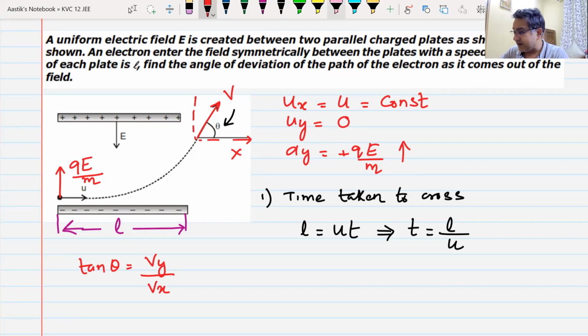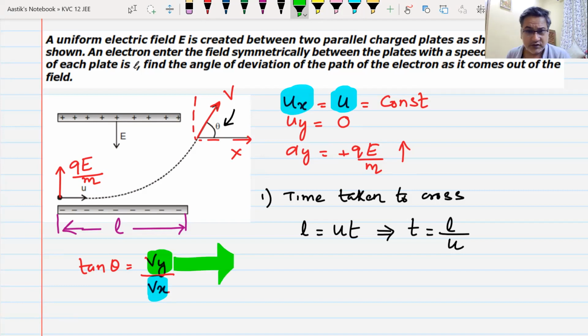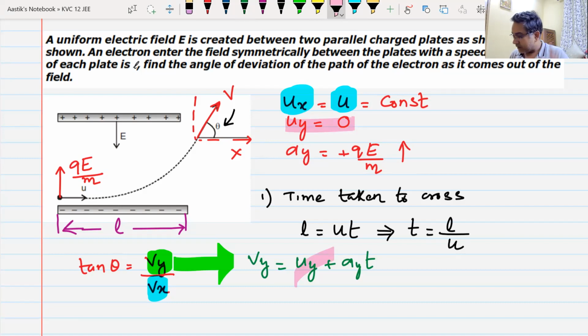Your Vx component, my dear friends, is going to remain constant. It is equal to Ux, which is equal to u. The only thing you have to do is find the Vy component. How will you find this Vy component? For this, you make the equation of this particle along the y-axis. Vy will be equal to Uy plus Ay times t. Everyone understands this? Uy we already know is 0. Acceleration along y we know as QE by m.